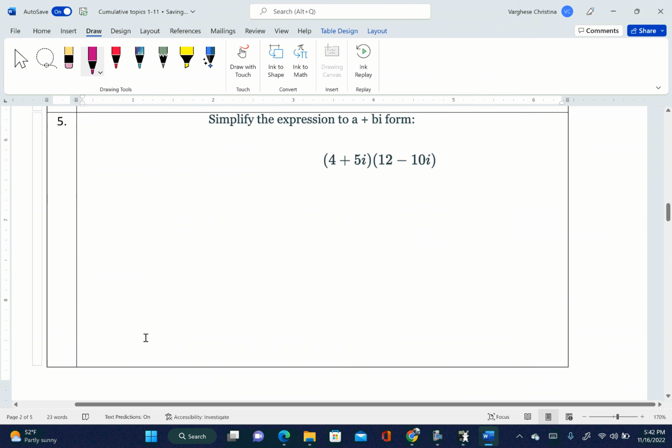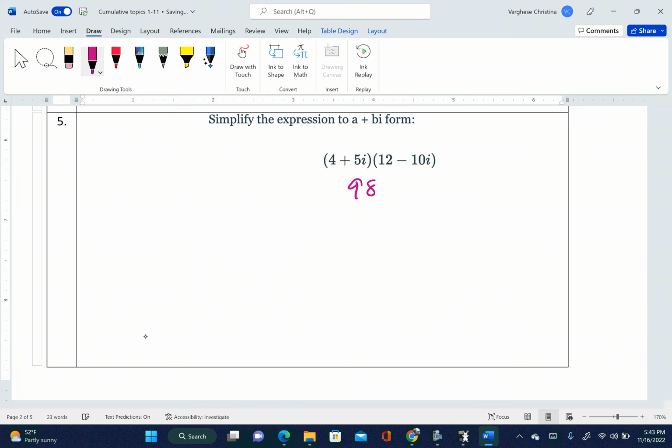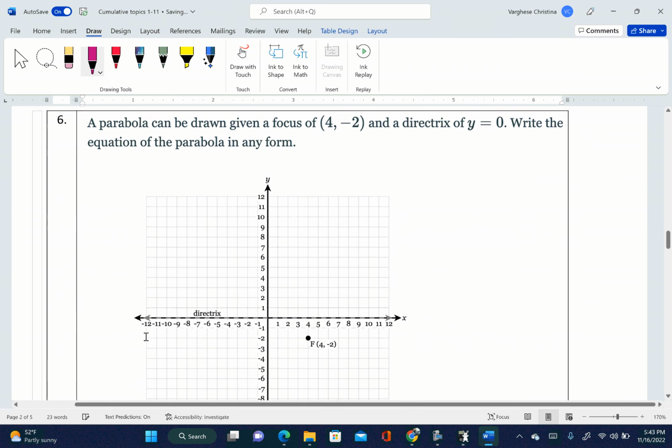For this one right here, straight calculator for this question, I accepted it. Parentheses, 4 plus 5i, the i is second, period. Close up parentheses, open up again, 12 minus 10i, the i again. Hit enter, and boom, 98 plus 20i was your answer for this. If you want to do box method, you could have done that as well. I didn't even ask you for work, so I accepted this.